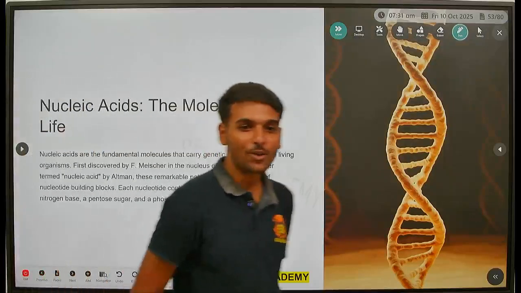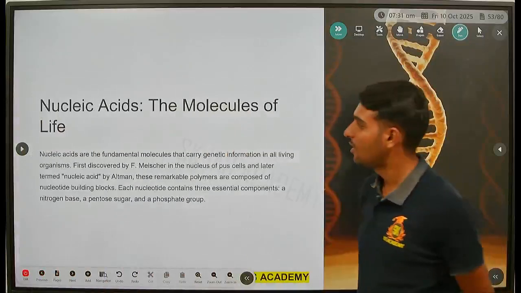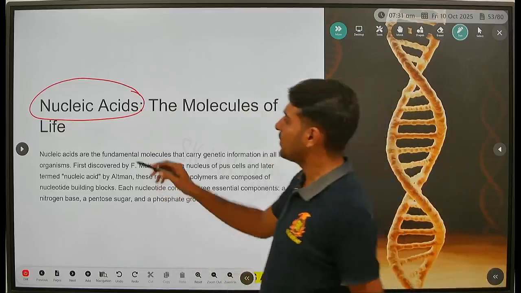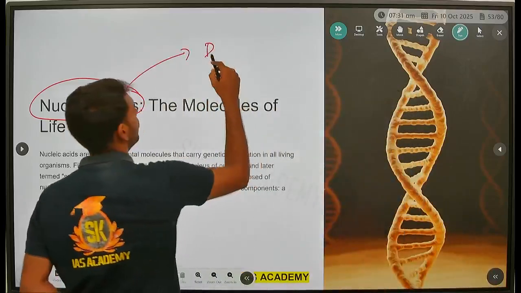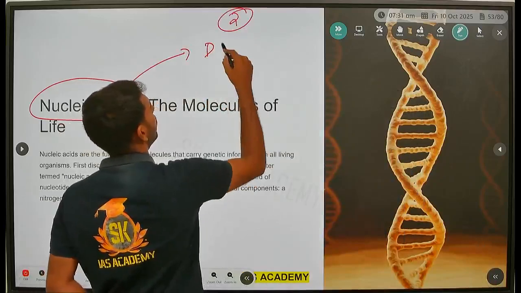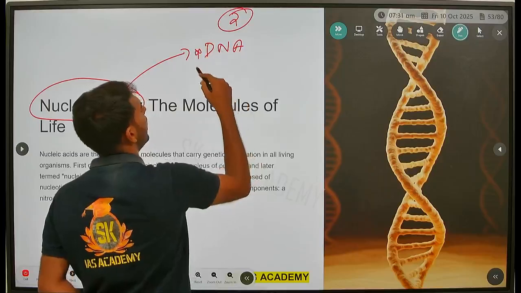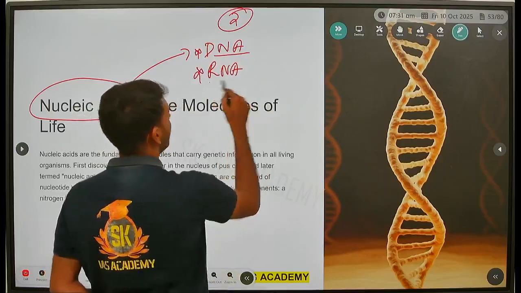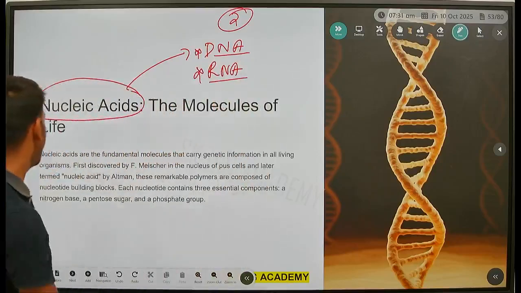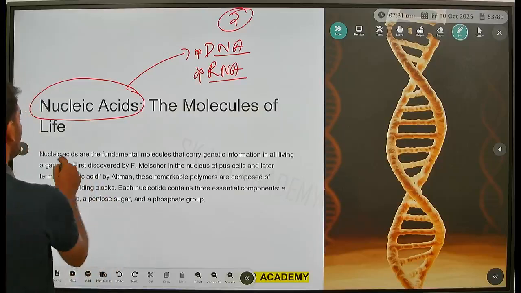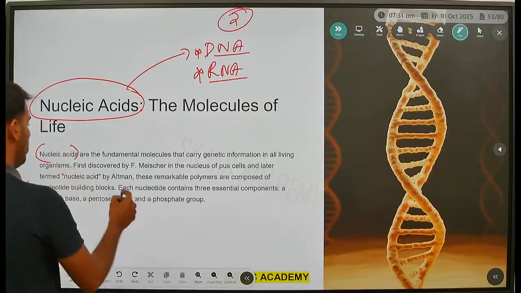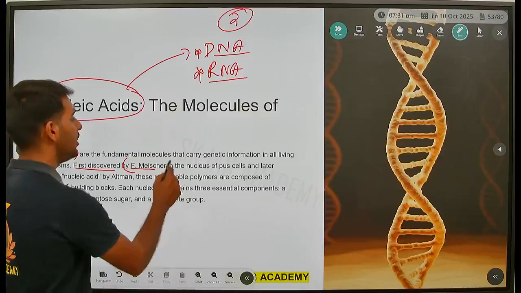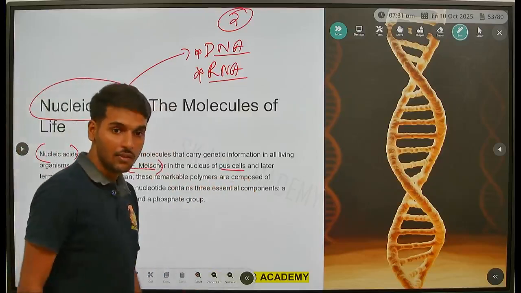Now, the molecule of life, nucleic acids. We have two nucleic acids, right? One is the DNA and the other is the RNA. Deoxyribonucleic acid, ribonucleic acid. Nucleic acid was first discovered by Friedrich Miescher in the nucleus of pus cells.